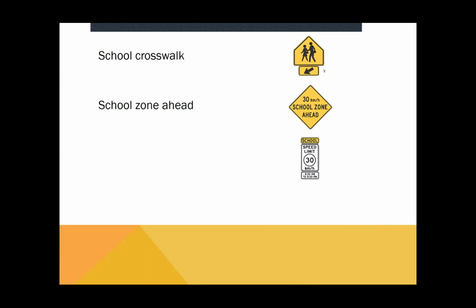School speed limit, 30 kilometers. That's actually almost the same sign, except it also has additional times and hours. So those are both saying the same thing: you're going into a school zone and it's going to go to 30 kilometers an hour. But this one also says the hours that the speed limit is in effect, from 8:30 a.m. to 5:30 p.m. So you need to be mindful of different hours of the day that those speed limits could apply.